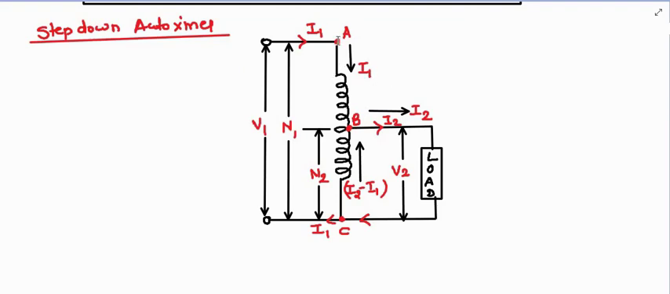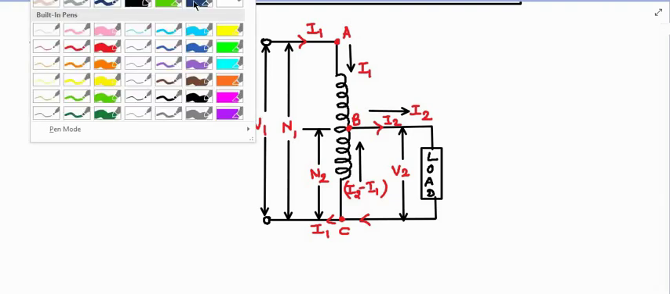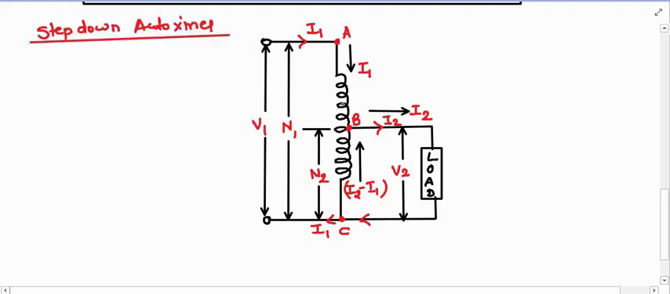So section AB, how many turns does this section have? This section has N1 minus N2 turns, because N1 is the number of turns of the whole winding, and N2 is the number of turns of your secondary winding across which you have connected the load. So the remaining portion AB has N1 minus N2 turns, and these carry current I1.